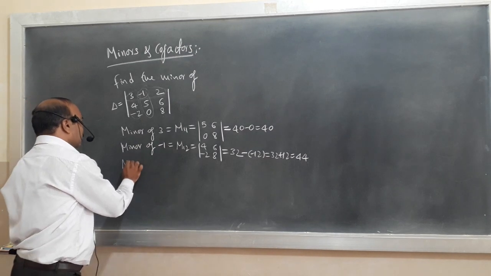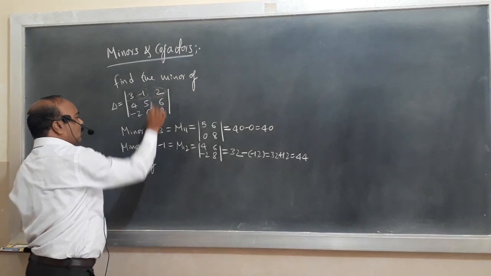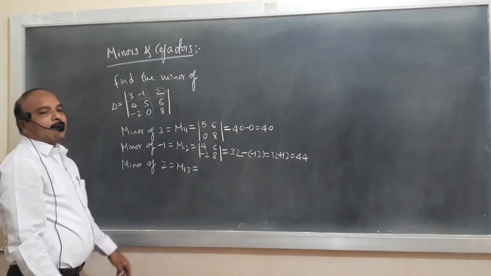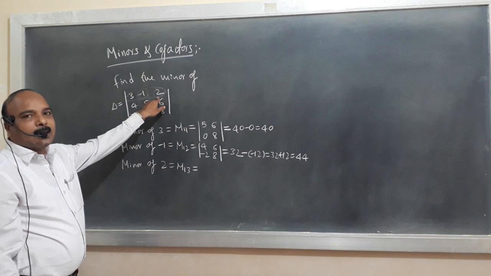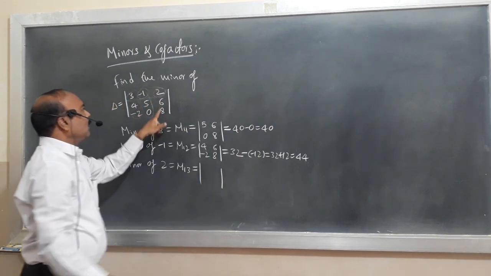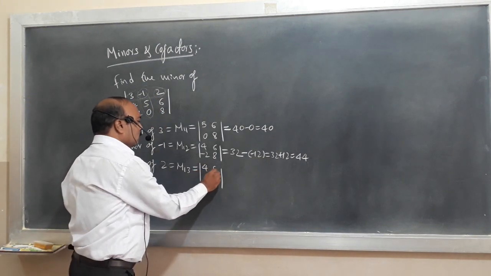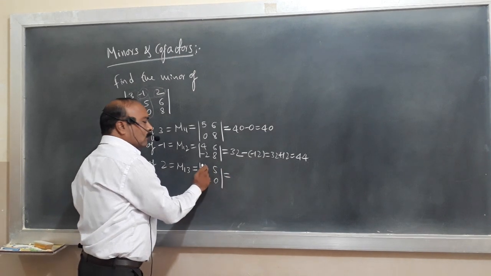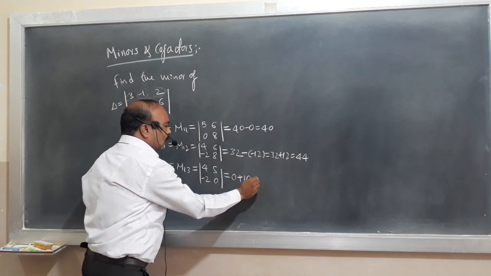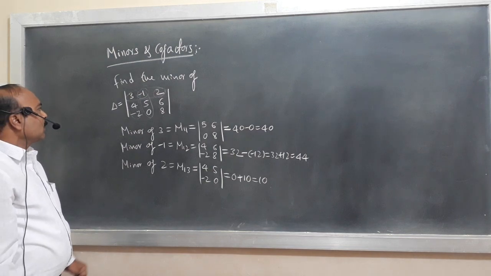Next, we go for the minor of the third element, that is 2. It is given by M13, because it is the A13 element, so the minor is M13. Now for this, we delete this column and this row. We get 4, 5, minus 2, 0. So the answer is 4 into 0 is 0, minus into minus plus, 2 fives are 10. So it is equal to 10. So these are the minors of the first row elements.